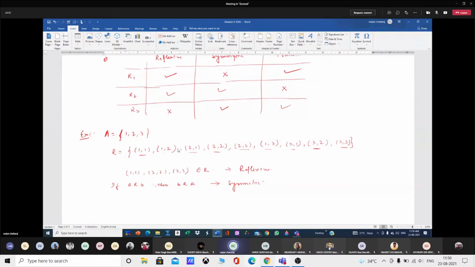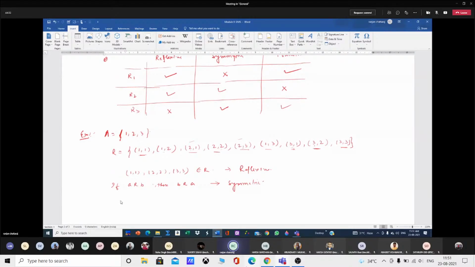Leave it. Come to 3. So 3 3, 3. Is 2 1 here? Yes. Next 2 2 is here and 2 3 is here. 2 3 itself, so leave it. That means A is R related to B and B is R related to C. This implies A is R related to C. It is transitive.